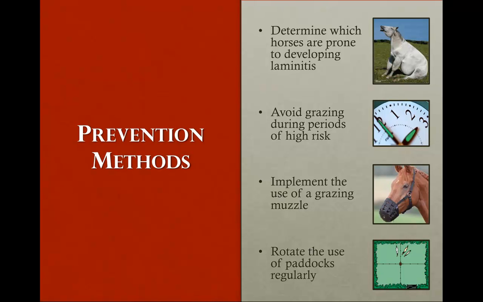As addressed previously, they would typically involve grazing late in the night and early in the morning, when fructan content within the grass is at a low. Also, owners may wish to implement the use of a grazing muzzle to limit the horse's exposure to the grass. And lastly, owners may wish to rotate the use of their paddocks regularly to make sure their grasses are managed properly.